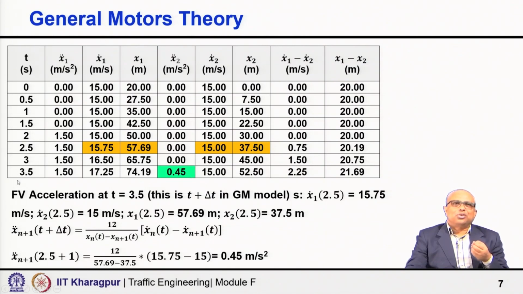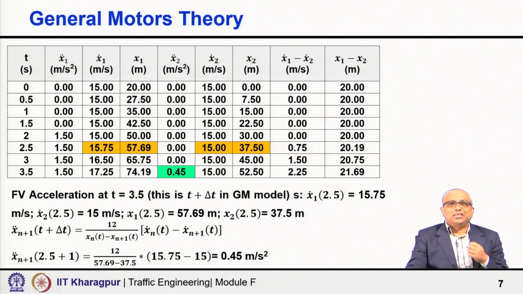Let us take the cell corresponding to time t equal to 3.5 seconds. This is the cell, the green one, that we are going to calculate. What will be the acceleration or deceleration of the following vehicle at time t equal to 3.5 seconds? In this equation it is t plus delta t, because we are taking the time clock. The response is happening after 1 second, because that is the reaction time. So, delta t is 1 second.